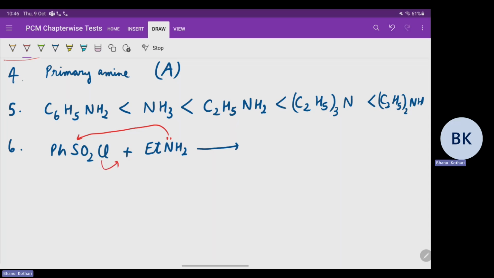So what will be the product? It will be PhSO2NHEt. One of the H+ ions, one of the hydrogen atoms present on nitrogen, will depart and we'll get HCl as a byproduct. Okay. So this will be compound A.